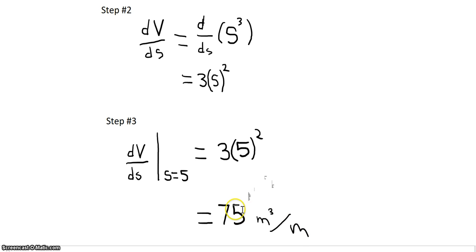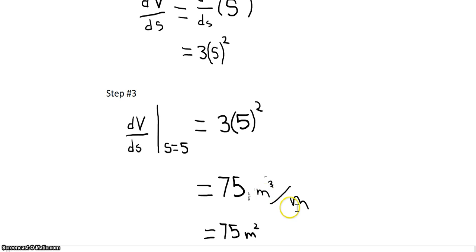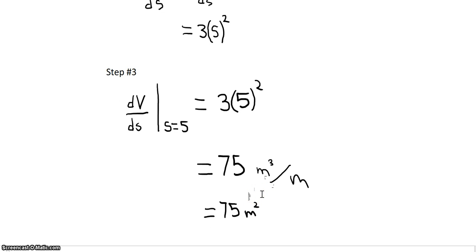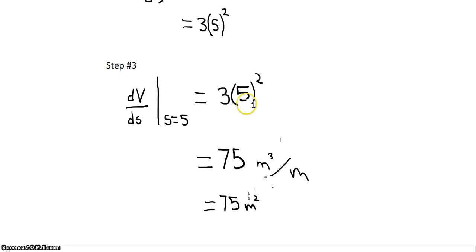So what this is saying is that for every increase of 1 meter in the side length, it causes an increase of 75 meters cubed in the volume. And the meters actually cancel out here, so the rate of change is 75 meters squared. It's important to remember that this is only at the point 5. It isn't always true for this cube. This is only the rate of change when s equals 5.